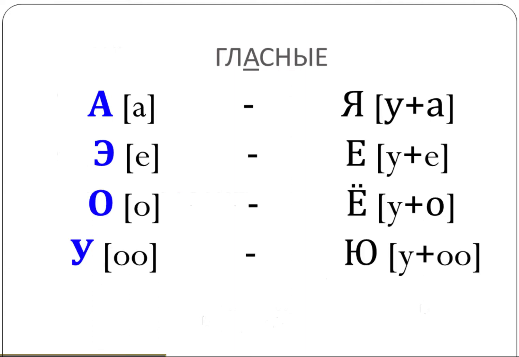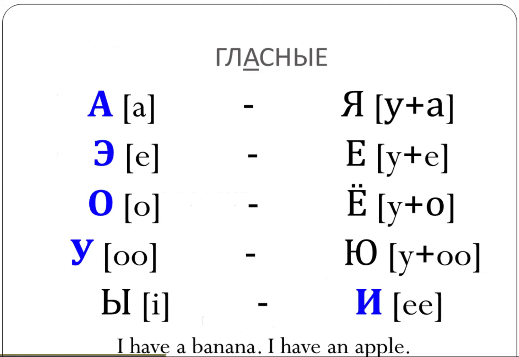And to look at that, we need to remember our vowels, гласные. As you remember, in Russian there are 10 vowels and they form pairs. And before we go there, I actually have two sentences for you in English. When we use the indefinite article a in English, when we place it before a word that starts with a consonant, we keep it as a. I have a banana. I have a pear.